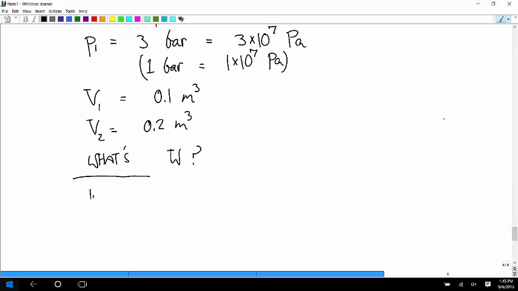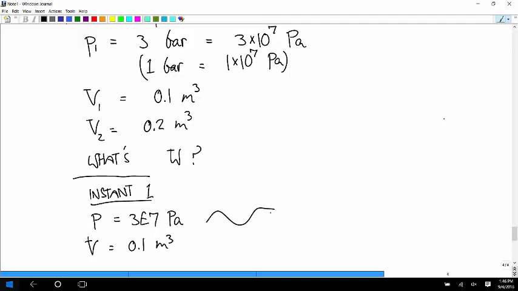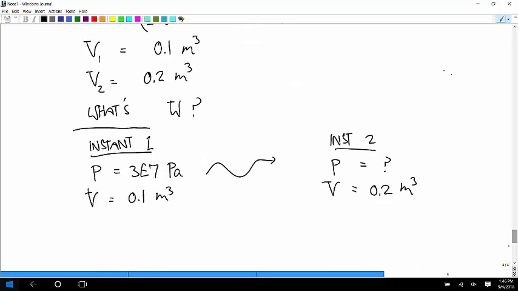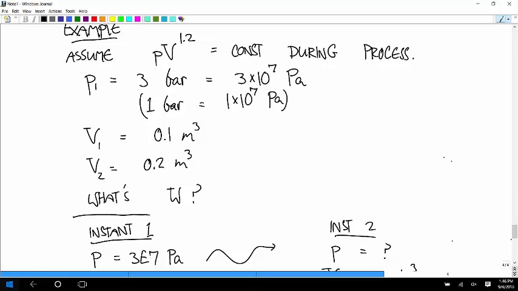Okay, so we know at instant 1, the pressure is 3 times 10 to the 7 pascals, and the volume is 0.1 cubic meters. And then at instant 2, the pressure, well, we don't know that one, and the volume is 0.2 cubic meters. So that's saying that experimentally we know that during this type of process, if you multiply the pressure and the volume to the 1.2 power together at any instant, it's going to be equal to a constant.